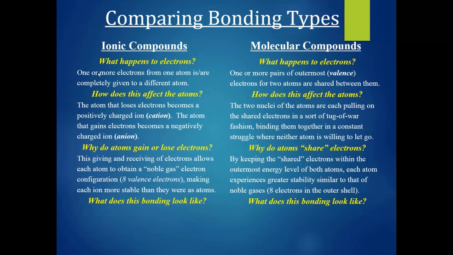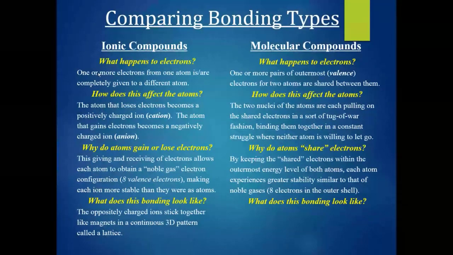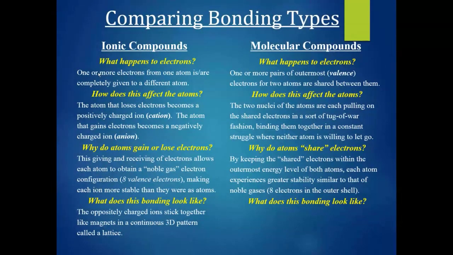Okay, so what does this bonding look like? Well, we kind of have a little bit of an idea from the previous video. Oppositely charged ions stick together like magnets in a continuous 3D pattern called a lattice. By now you've seen a few different images of that. Kind of cool. For covalent compounds, each group of bonded atoms is a separate, distinct molecule that has a definitive beginning and a definitive end, whereas ionic compounds don't have a definitive beginning and a definitive end.